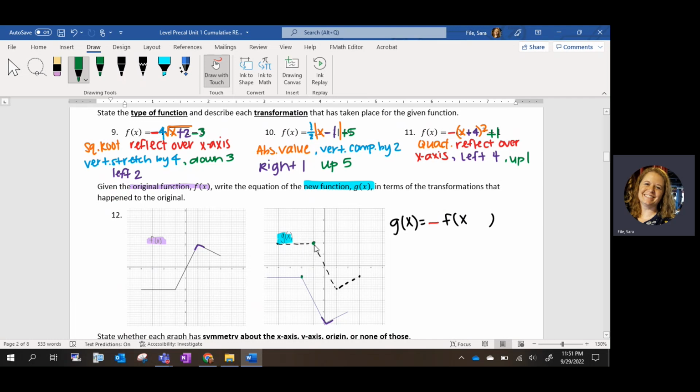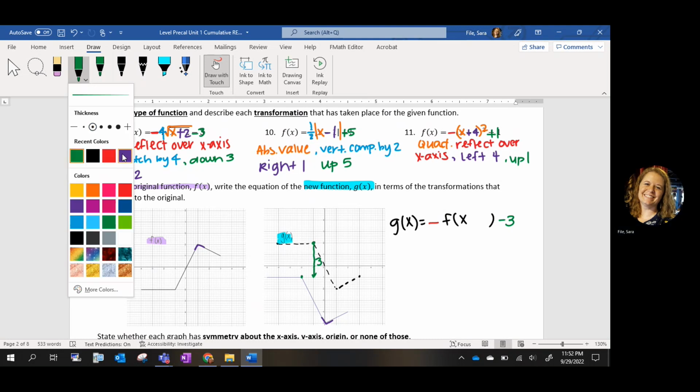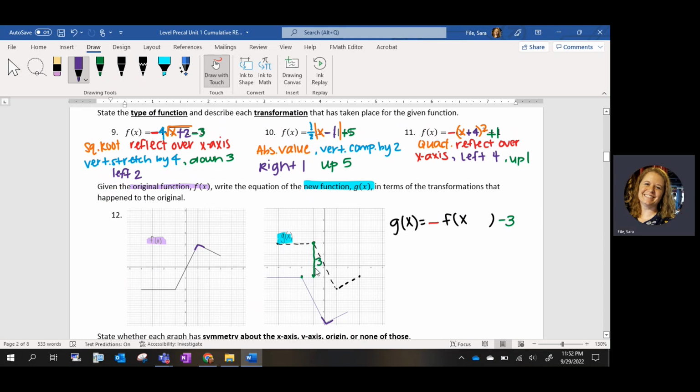So this has obviously gone down 1, 2, 3. So it's gone down 3, which means my K on the outside is -3. And then it has gone over, let's see, we went straight down 3. So then this has gone to the left 1, which means this on the inside would be +1. That would be my H, would be -1. So minus -1 comes out to +1. So that would be g of x in terms of f of x with what transformations had taken place from the original function.